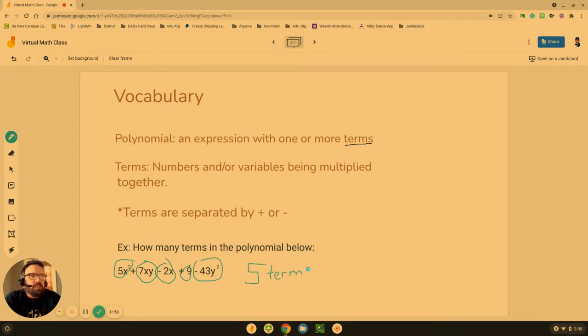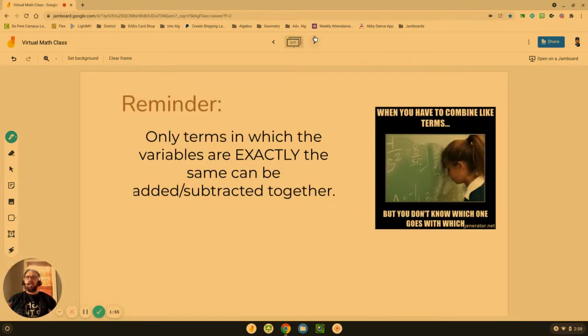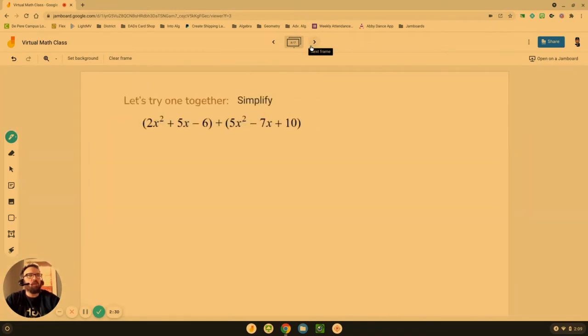Now, what we're going to be focusing on in today's lesson is how do we add and subtract polynomials together. And here's the big reminder. Only terms in which the variables are exactly the same can we add and subtract them together. Only when the terms are exactly the same. 5x plus 10x is 15x. Now think about it like dogs and cats. I can only add dogs to dogs and cats to cats. Right, so I've got a bunch of examples that we're going to work through together. I'm going to pop in some questions along the way. But again, write these down so that you have a good understanding of what we're doing.